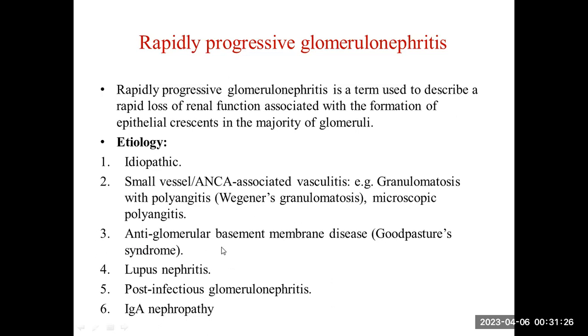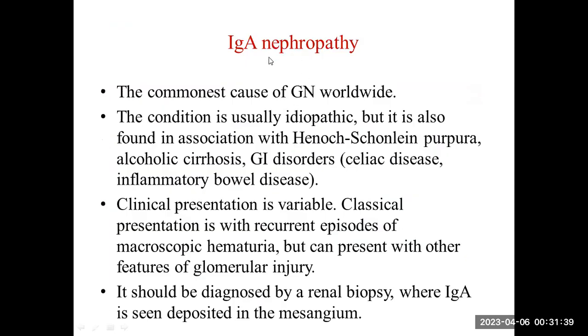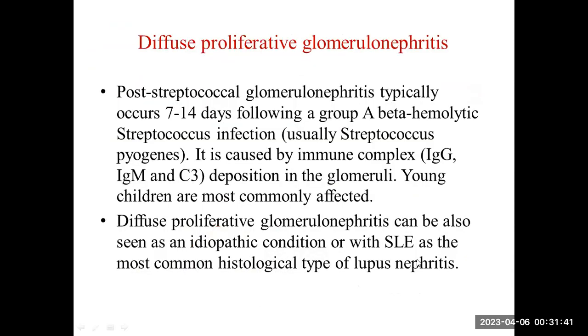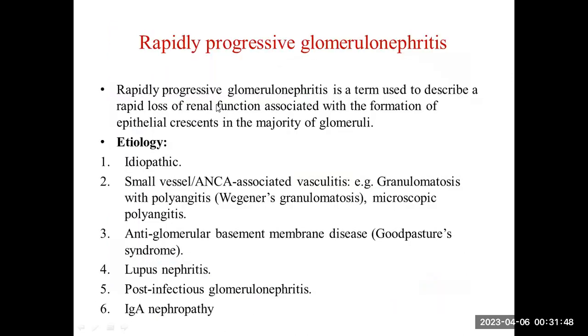Another etiology is lupus nephritis. As we know, lupus has different stages, and one of the possible presentations in lupus nephritis is rapidly progressive glomerulonephritis. As we said, lupus nephritis commonly presents as diffuse proliferative, which is the commonest type of lupus nephritis. But remember, diffuse proliferative glomerulonephritis can convert into rapidly progressive glomerulonephritis.